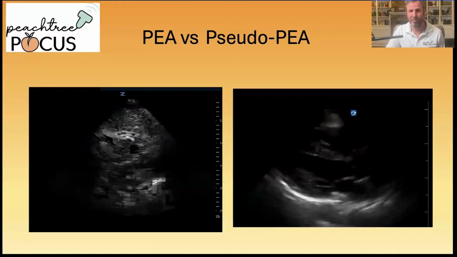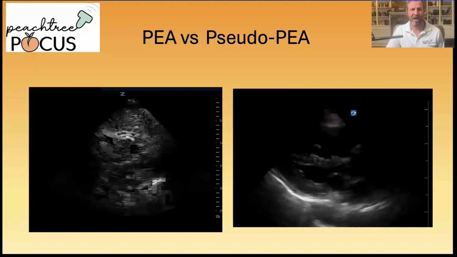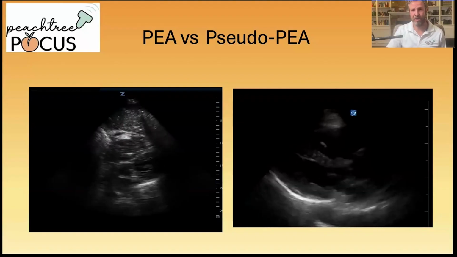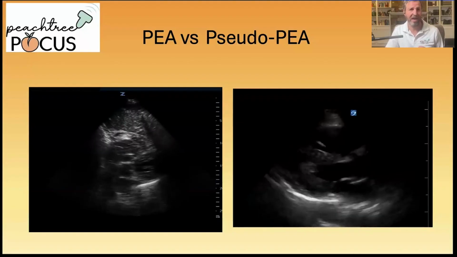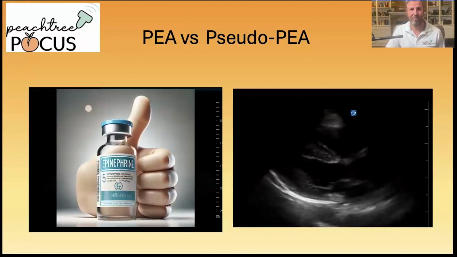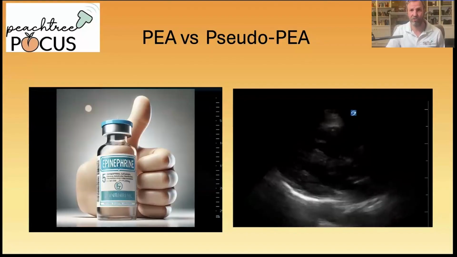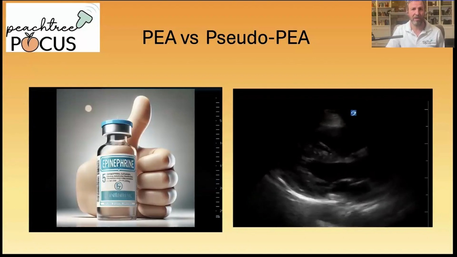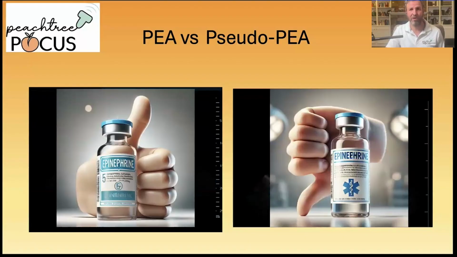So every time you see PEA on the monitor, you should be asking yourself whether this is PEA or pseudo PEA and adjust your management accordingly. In PEA, give epinephrine. This heart needs inotropy and chronotropy. But in pseudo PEA, epinephrine doesn't help and it might even hurt. What these patients need is fluid or blood, depending on the clinical scenario.